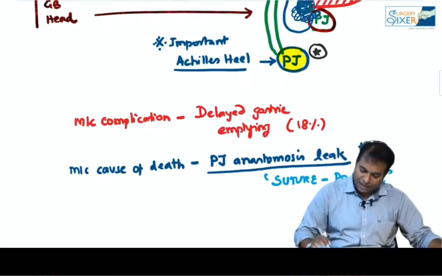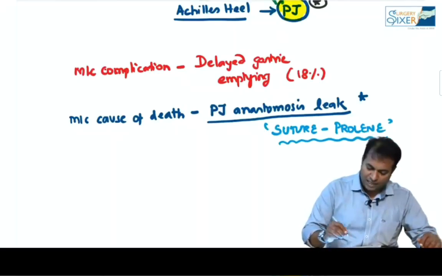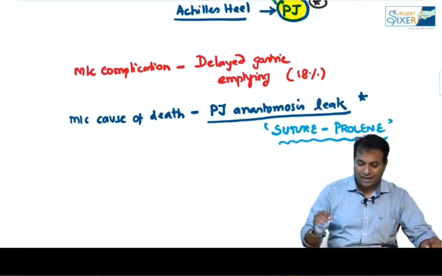Prolene is used for the pancreatico-jejunal anastomosis. If you use Vicryl, the Vicryl will be digested and the patient will develop a leak. So the anastomosis is done with the help of Prolene. The most common cause of death is pancreatico-jejunal anastomosis leak.